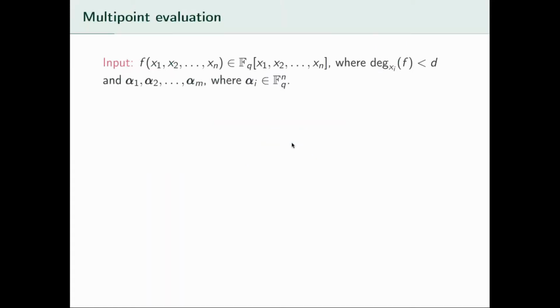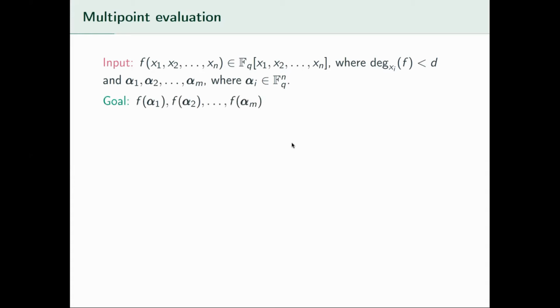Okay. Without any delay, let me get into the topic. So here is a fundamental question that we ask. There is a given n-variate polynomial f over some field Fq. Throughout this talk, I will be assuming the number of variables to be n and the input field to be Fq, and f has individual degree less than d, and there is a bunch of given points alpha 1 to alpha m over this field Fq. This polynomial is given to us in the coefficient representation form. And the goal is to compute f of alpha 1 to f of alpha m.